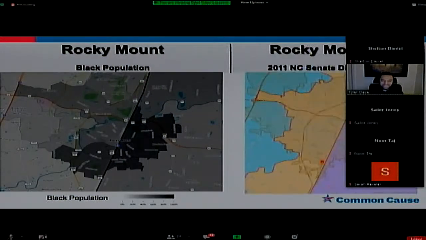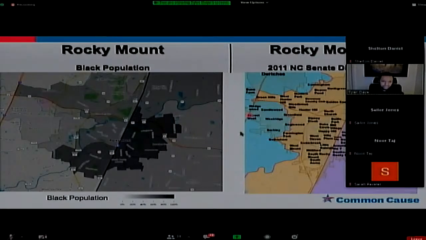These are the 2011 Senate districts. Again, a similar situation where you see this southwestern corner of the city being cut out from the rest of the city. And in this situation, they did split along the Nash Edgecombe line again, so you had the city split into 3 different North Carolina Senate districts, also separated from the town of Dortches and other points to the west.